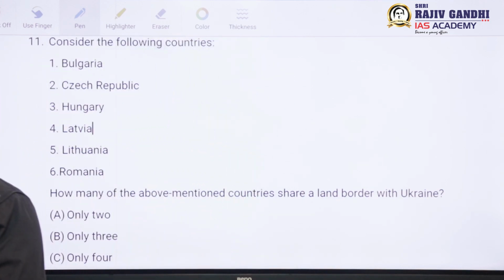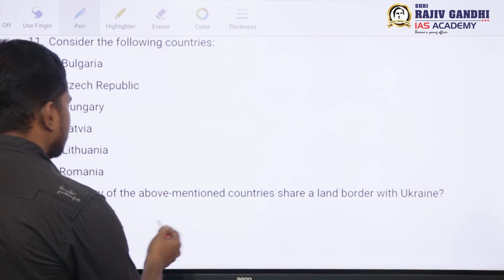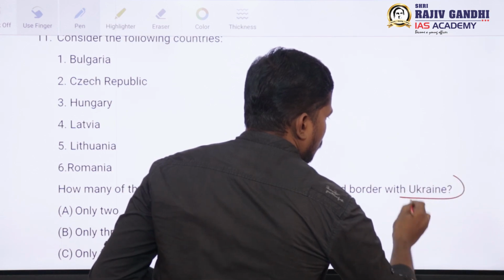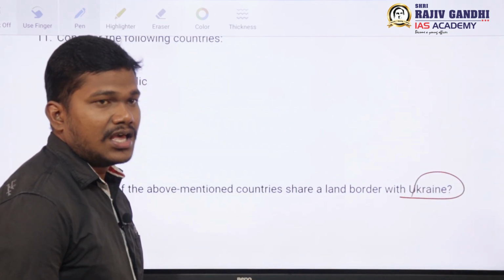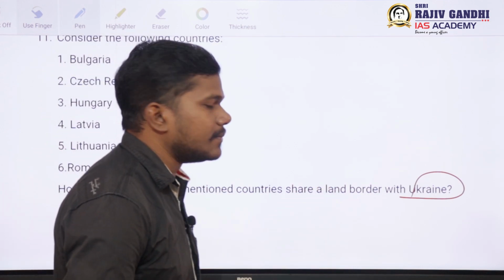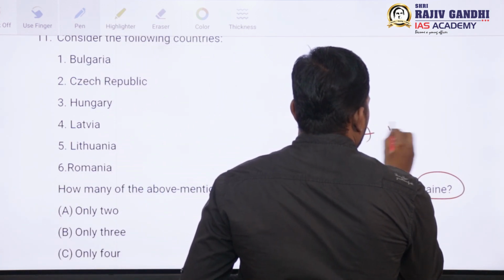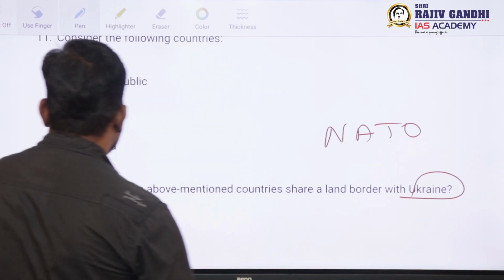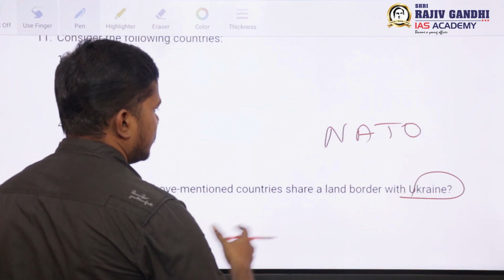The first question that we are seeing is a map based and current affairs based question, dealing with Ukraine. Ukraine is recently embroiled in a war with Russia. The reason behind the Russia-Ukraine war is Ukraine's bid to become a member of NATO. NATO is nothing but the North Atlantic Treaty Organization. The question is, how many of the above mentioned countries share a land border with Ukraine?